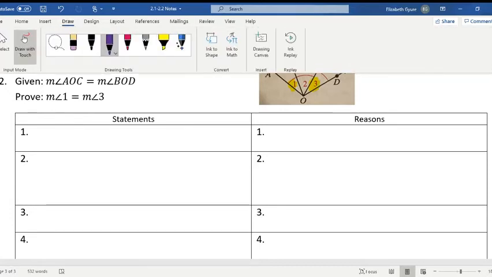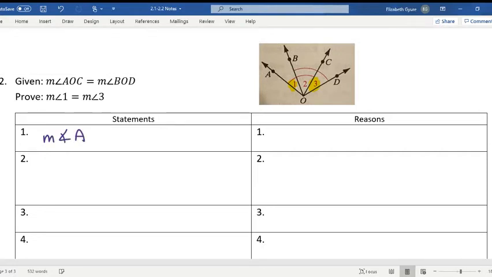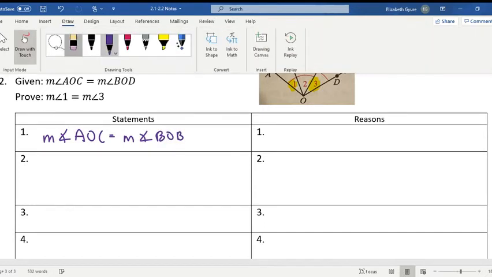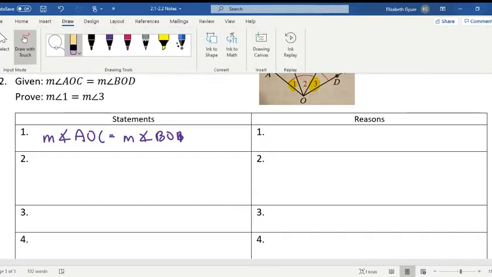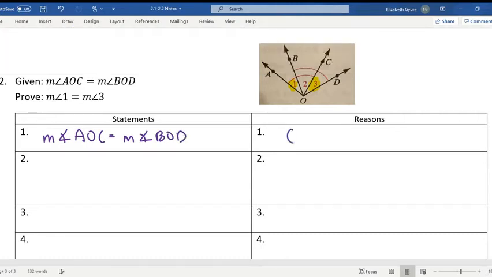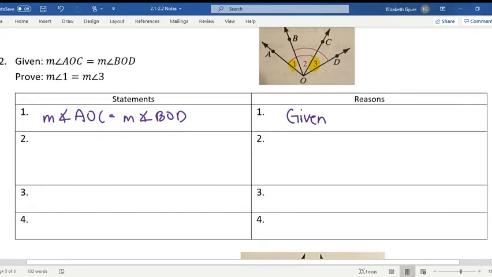So let's start with our given. The measure of angle AOC equals the measure of angle BOD, that is given to us. So our reason is given. We want to end up with saying that the measure of angle 1 equals the measure of angle 3. We just got to figure out how to get there.